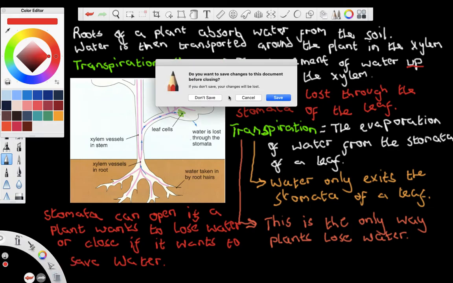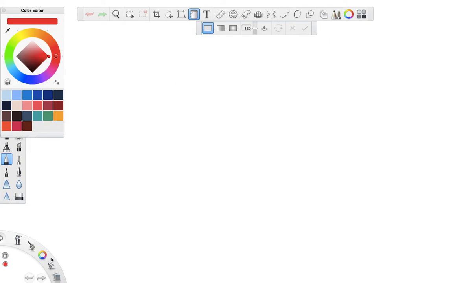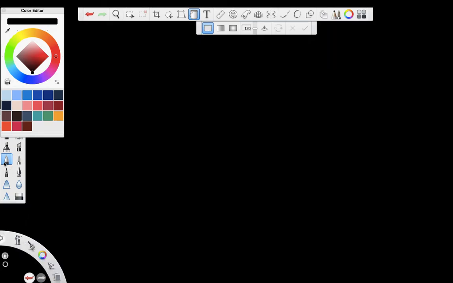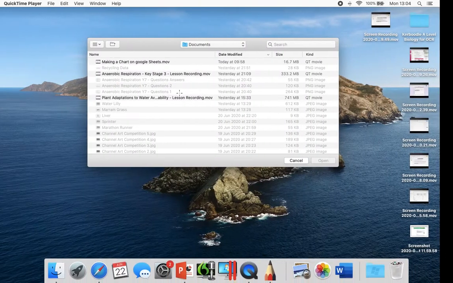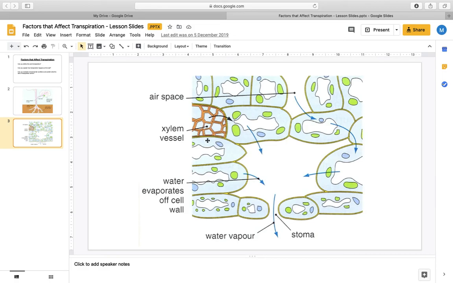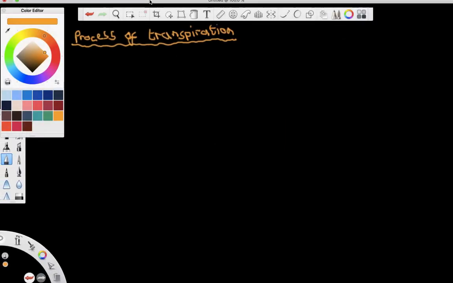So let's refresh our board. Let's have a think about the process of transpiration. So can you put the subheading, please? Process of transpiration. And underline it, please. So process of transpiration, and we're going to take an image from the PowerPoint.